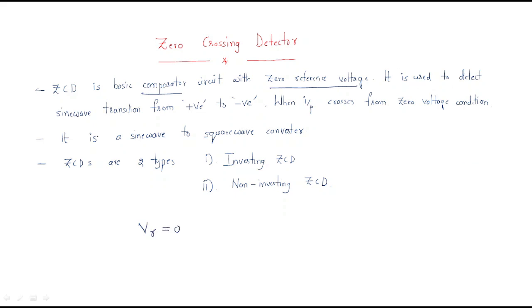It is used to detect the sine wave transition from positive to negative. It is generally useful to detect the sine wave from positive to negative. So it will detect how the sine wave varies from positive magnitude to negative magnitude. It will also detect when the input crosses the zero voltage condition. It will give a positive to negative transition.